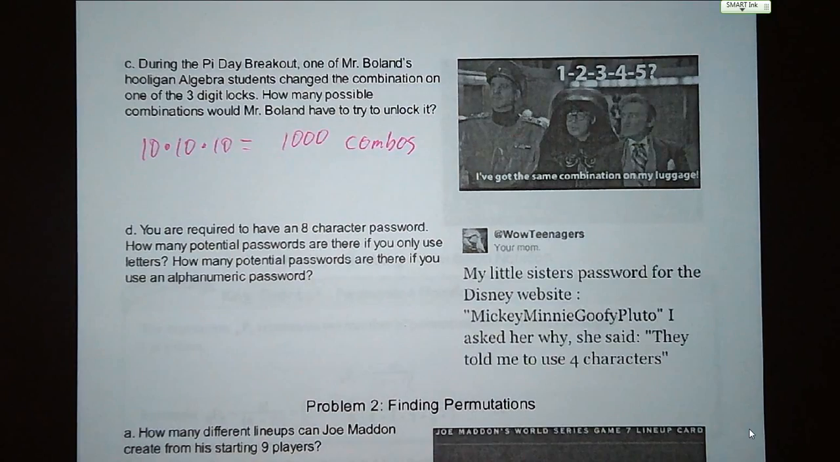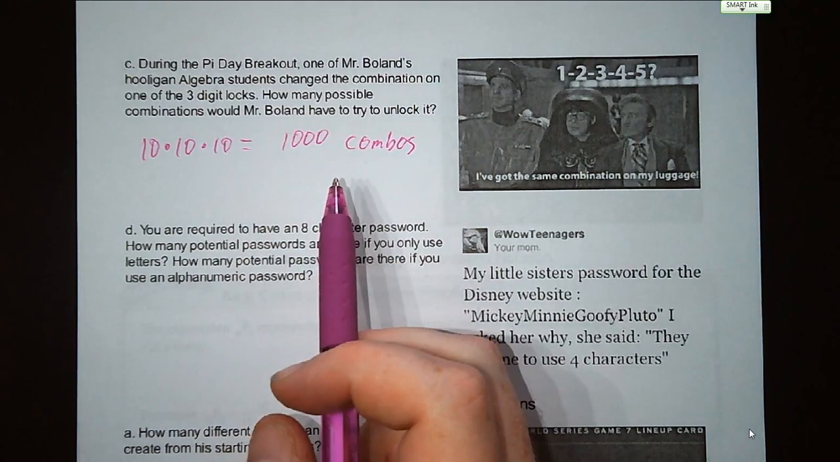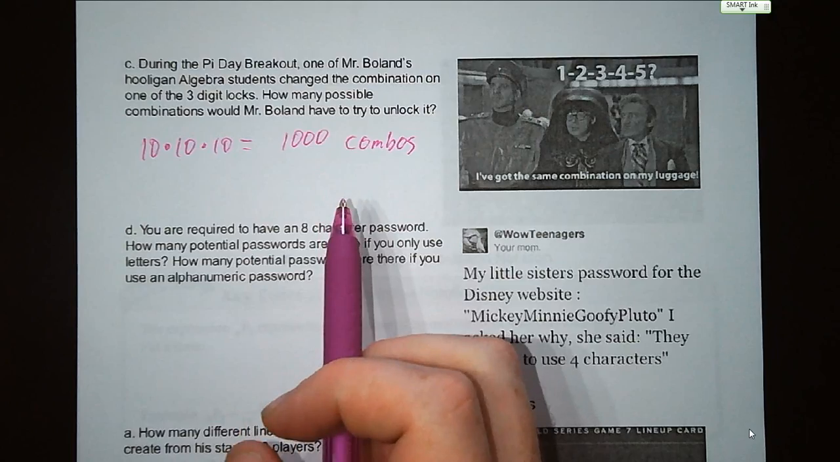True story, I made it all the way up until like 500 and some odd before I found the one that actually unlocked the lock.